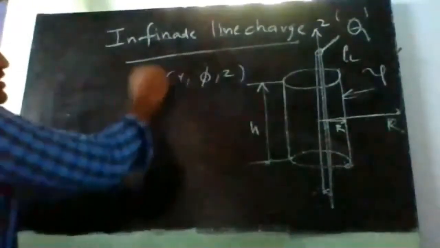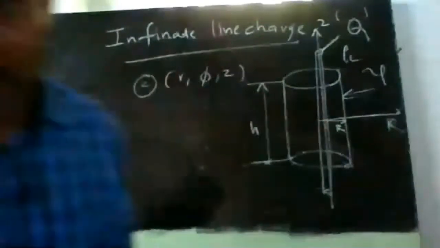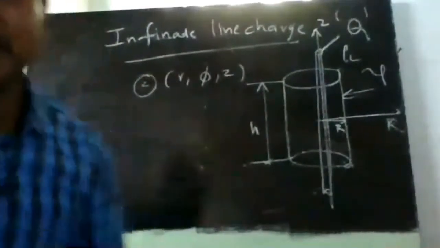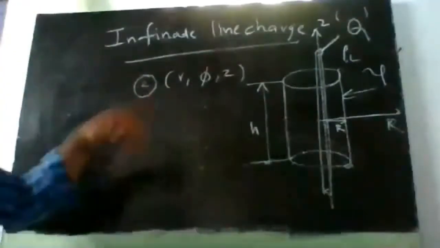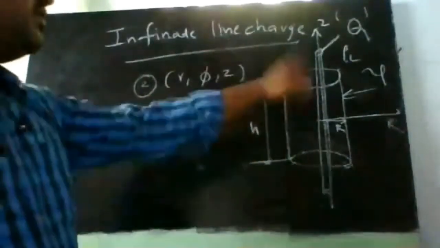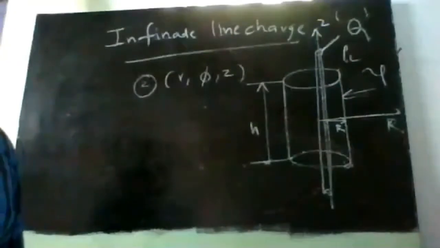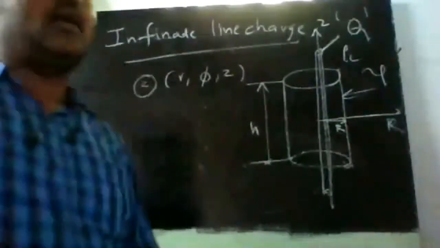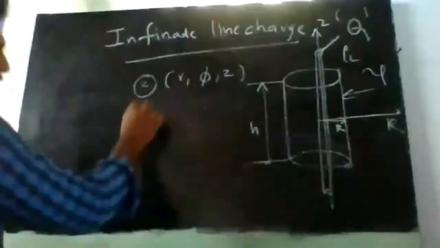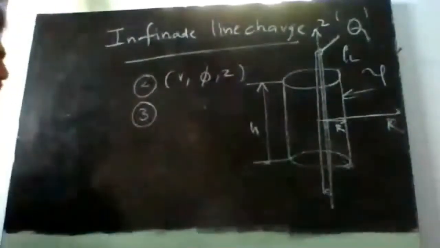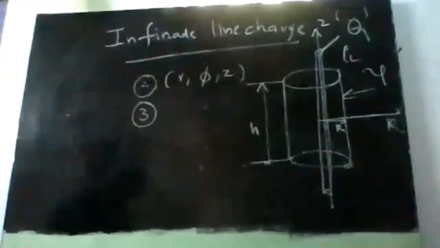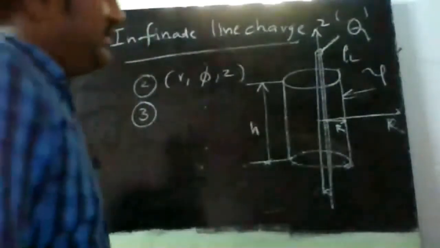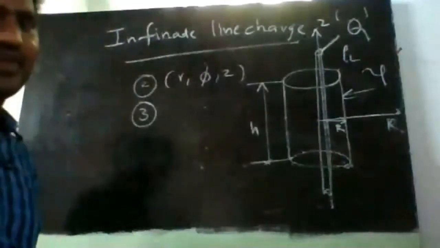So first step is choose the Gaussian surface that matches with the symmetry of the charge particle. Done. Second, choose the coordinate system. Done. Right. Now the third step, the most important step. The third step is the choosing of normal plane. Right. Now, what is the normal plane? There are three planes here.